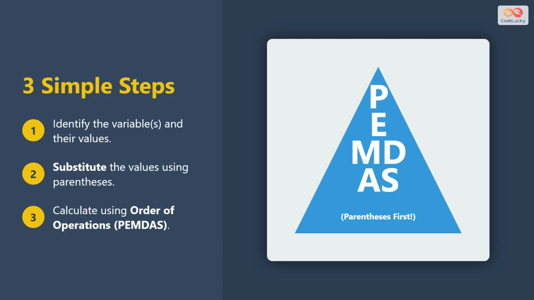The process involves 3 simple steps. Step 1, identify the variable and the value you are given. Step 2, substitute that value into the expression using parentheses. And step 3, calculate the result using the order of operations, also known as PEMDAS. Remember, you must handle parentheses and exponents before you do any addition or subtraction.